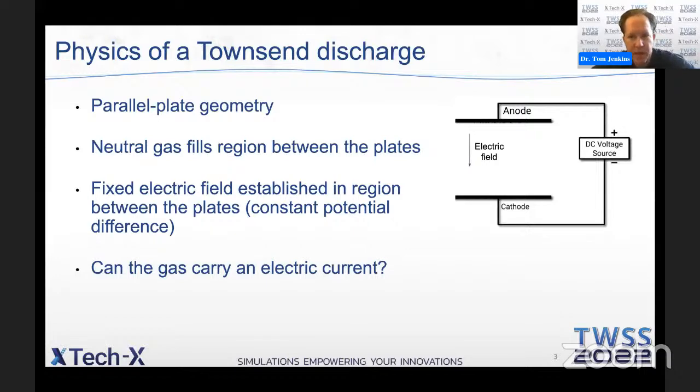So you can imagine, before I do anything dramatic here, if we were to just let an electron go from the cathode, it would run up the electric field and hit the anode, and we'd have a current.